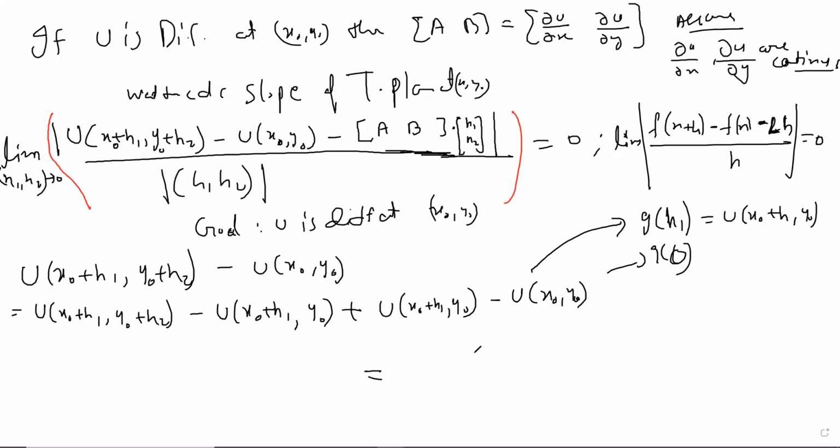Then you apply the mean value theorem. This will become g dashed of something, which means it is u dashed at x naught plus some other h, some h3. Y naught is just hanging around, it's fixed, times h1. That's the difference. Is this point okay with everyone?